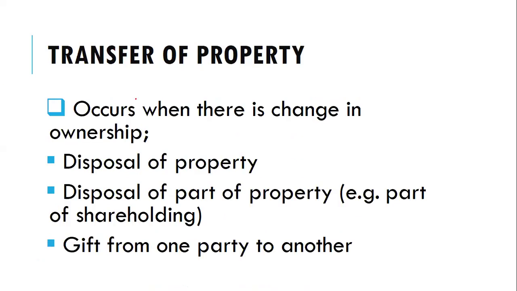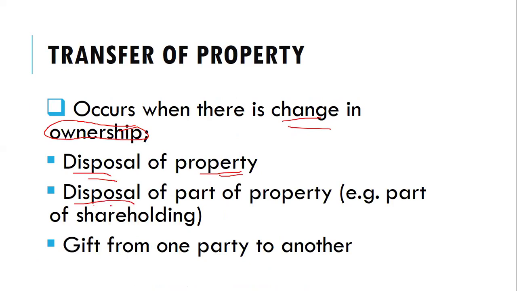Then transfers of property. So a transfer occurs when there's a change in ownership. So when ownership changes, then property has been transferred. So for example, disposal of property. When we sell off property, then it means there's a change in ownership, then property transfer tax is charged.